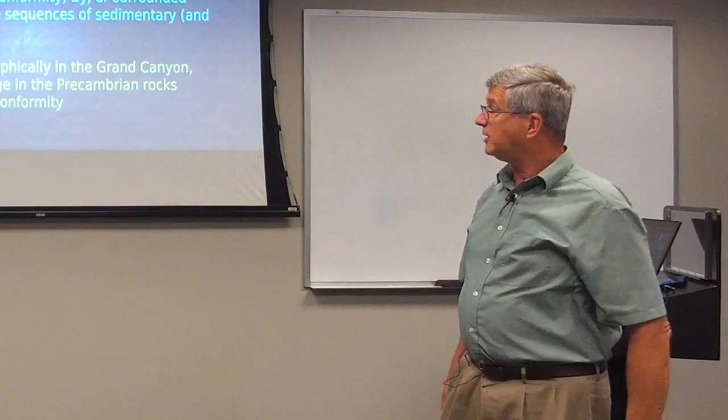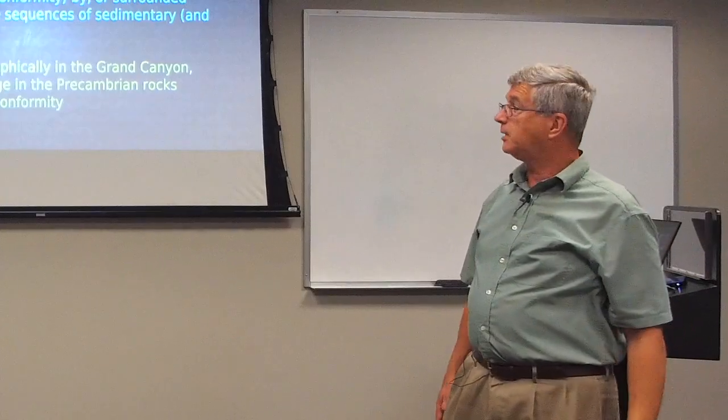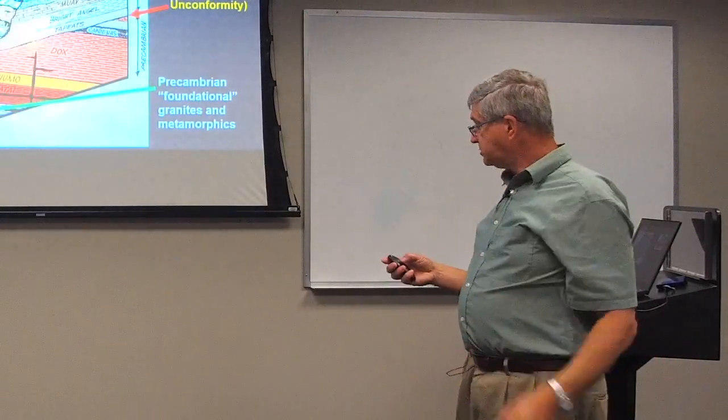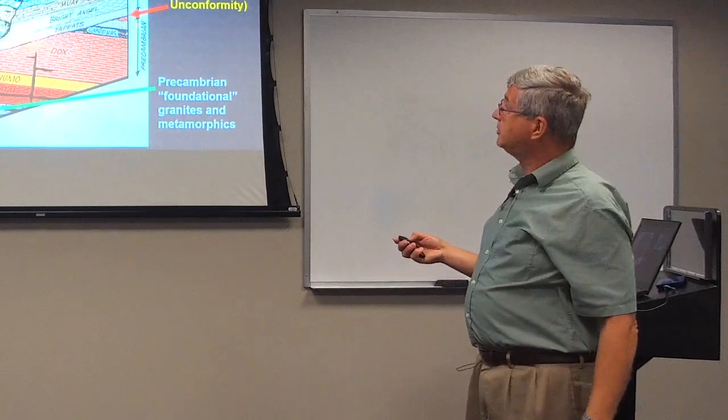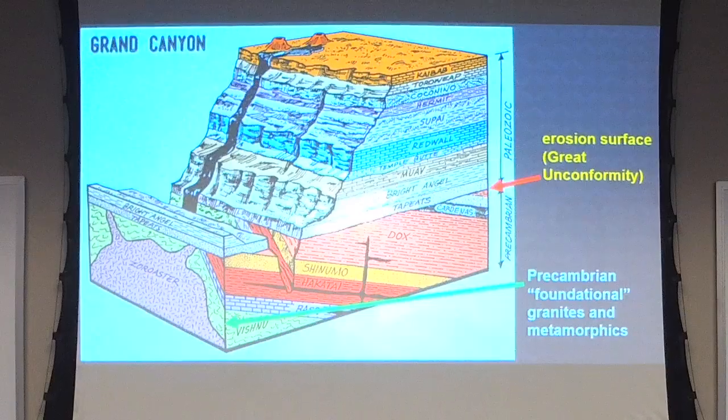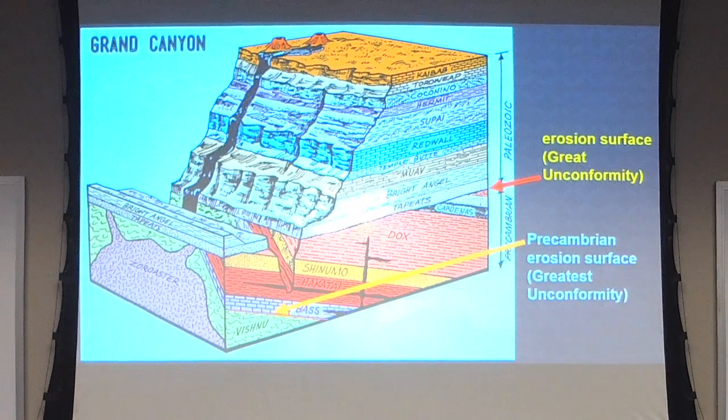And we see this graphically in the Grand Canyon, in the inner gorge, below the Great Unconformity. So this is how we're going to now go back to the Grand Canyon. Here's that Great Unconformity, the erosion surface marking the beginning of the flood. And we go down here to these Zoroaster and Vishnu schist complexes. These are the foundational granites and metamorphics. And then we have this erosion surface here, which is called the greatest unconformity, eroding the granites and the metamorphics.